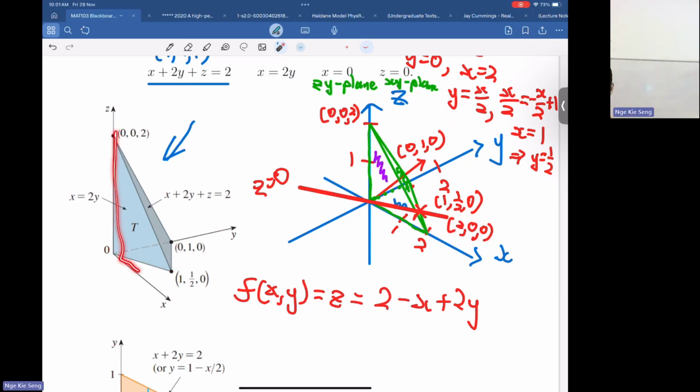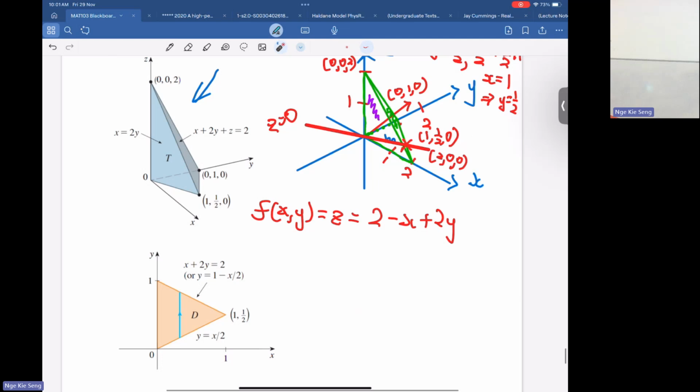Instead of taking the whole area under this plane, you need to reduce your domain here. How to reduce this domain? Can you try and draw it out? If you try and draw this triangle out, how do you draw it? You should bring out your xy plane.